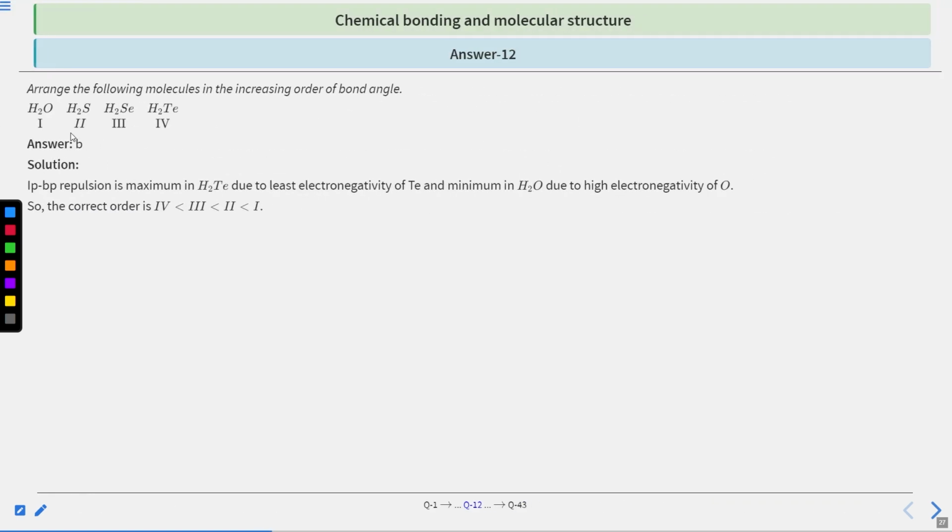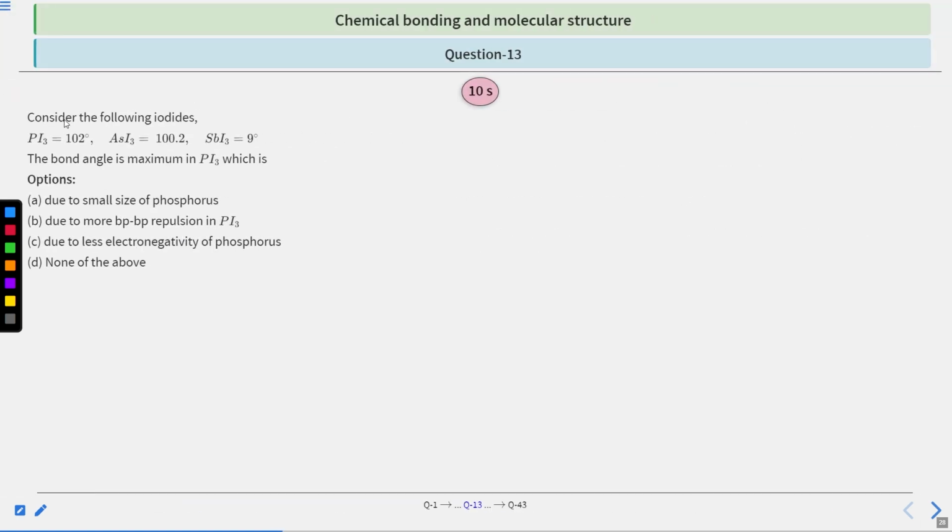Okay, so the correct answer is option B. Lone pair bond pair repulsion is maximum in H2Te due to the least electronegativity of the Te element, and minimum in H2O due to the high electronegativity of oxygen. So the correct order is the first molecule, then the second molecule, then the third molecule, and then the fourth molecule. Hence, option B is the correct answer. Moving on to question number 13.